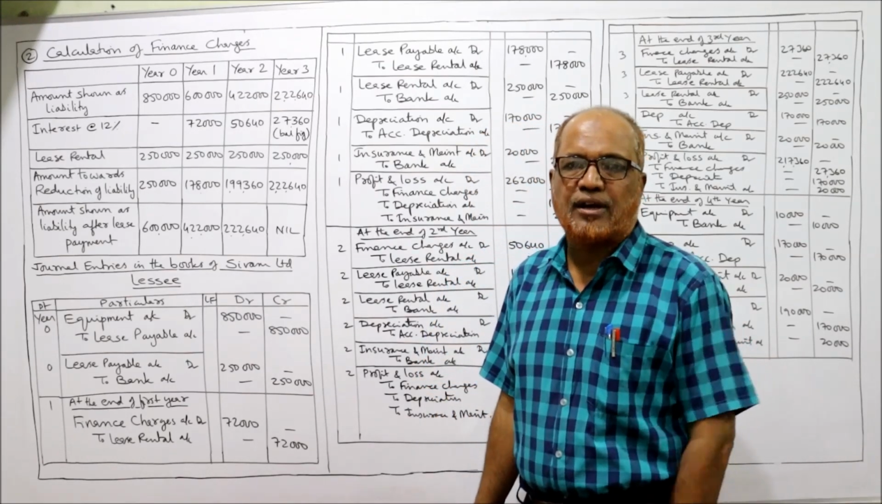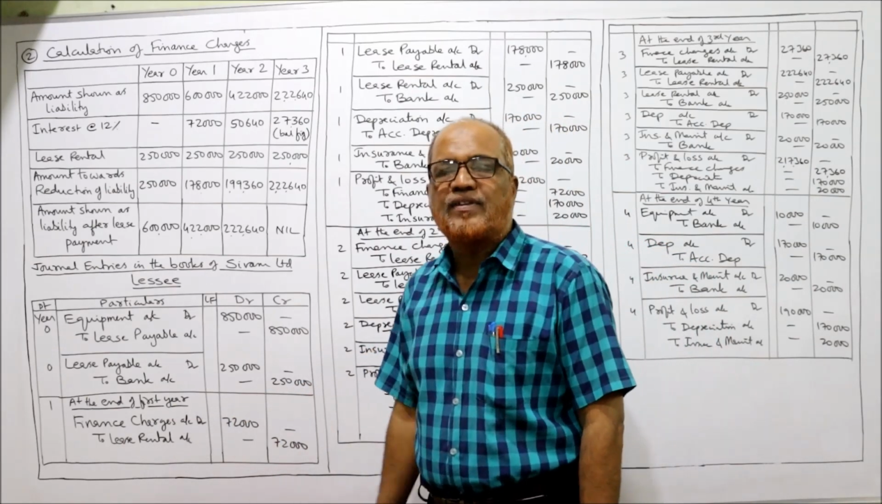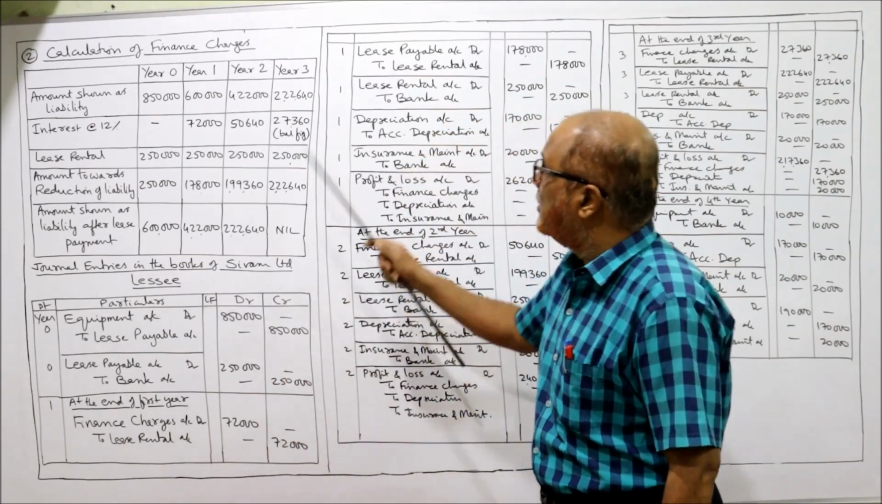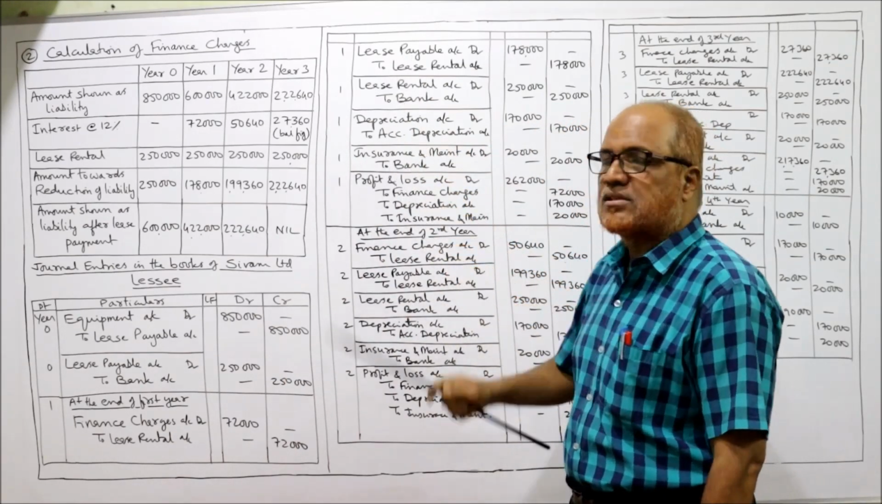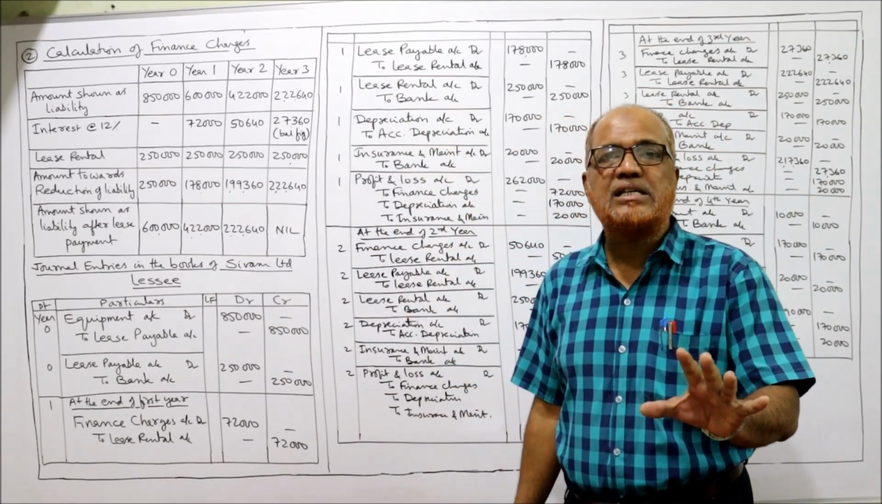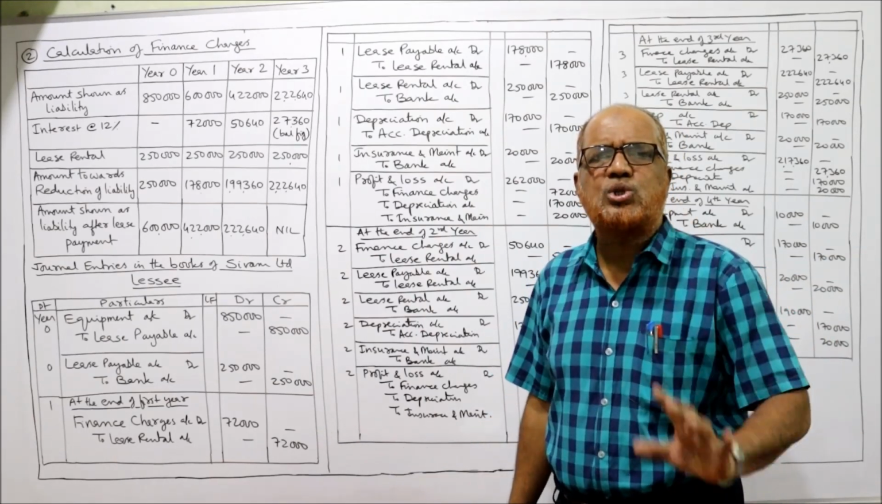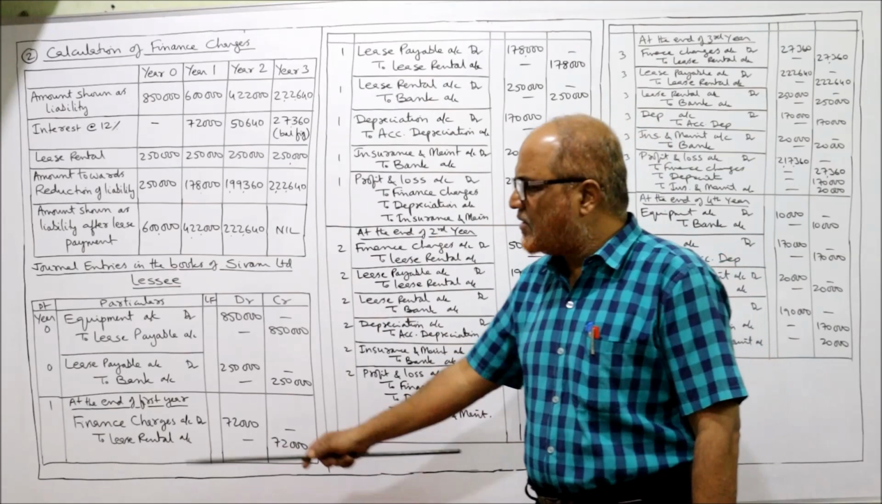Now we'll come to the first year, end of first year. At the end of first year, 6 entries will be passed. What are the 6 entries? 1, 2, 3, 4, 5, 6. So totally 6 entries will be repeated every year. The same entries, only amounts will change.